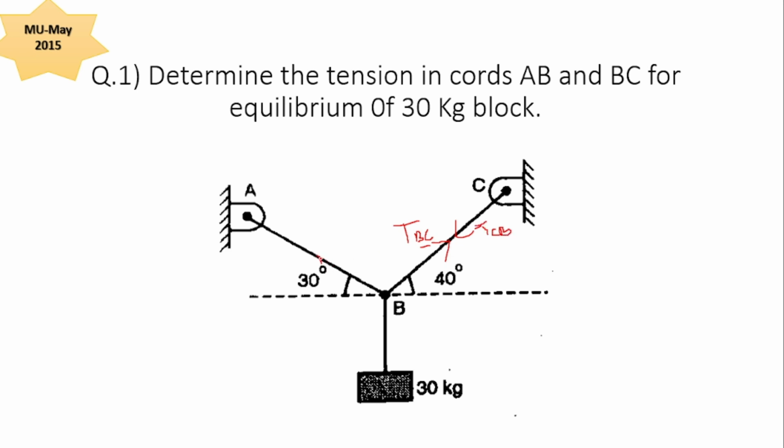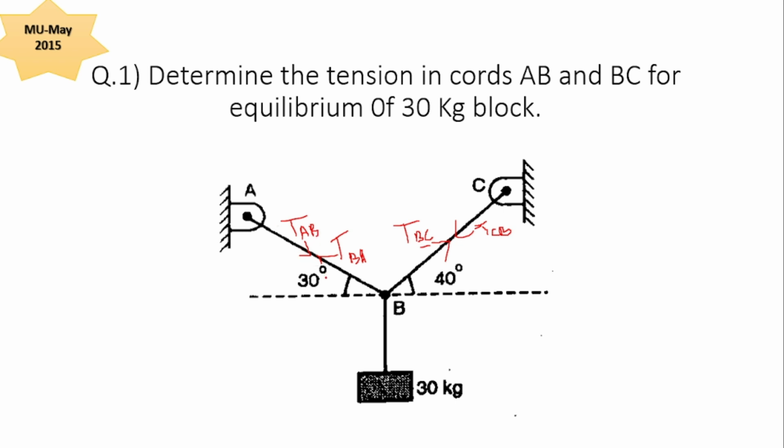Here, if you cut the cable, the tension in B to A is TBA. Here this force starts from point A and goes to point B, so TAB is the name of the tension.